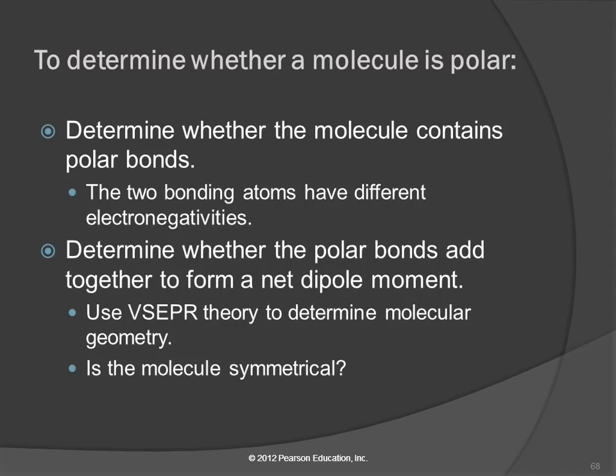Then, to determine if those add up to a net dipole moment or if they cancel each other out, you need to think about VSEPR theory and the shape of the molecule. We got to have the shape. Because water and carbon dioxide on the surface look very much alike, but because of the shape of the molecule, one being linear and one being bent, one is polar and one is not. And then ask yourself, is the molecule symmetrical?